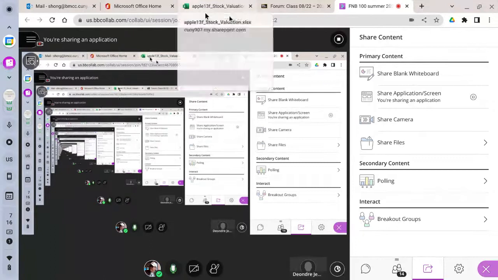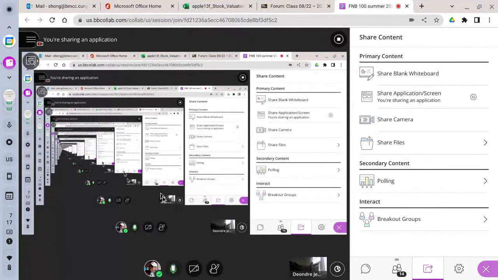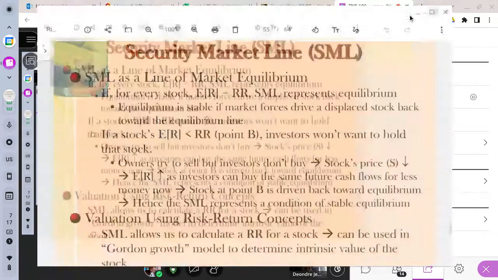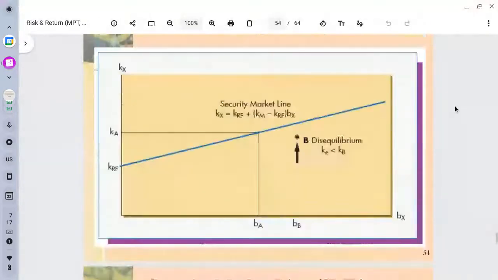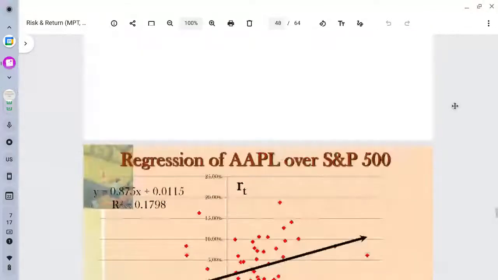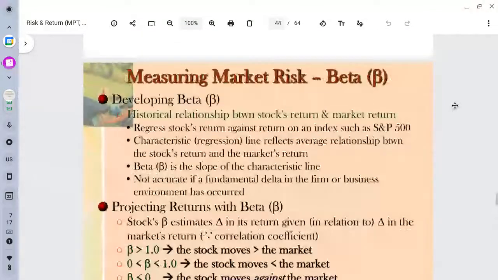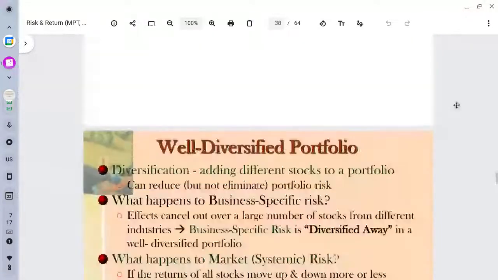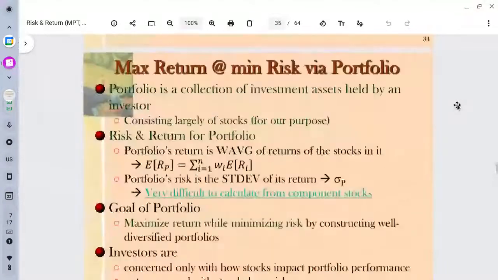So now we're moving on to the second part of the risk and return. This is the second part of risk and return. Part two starts from here.